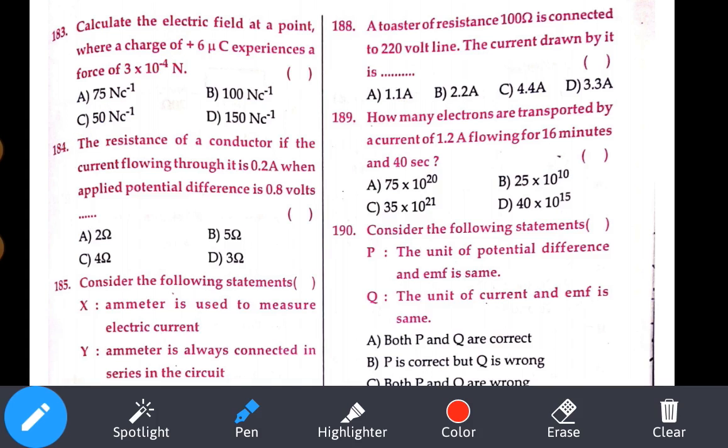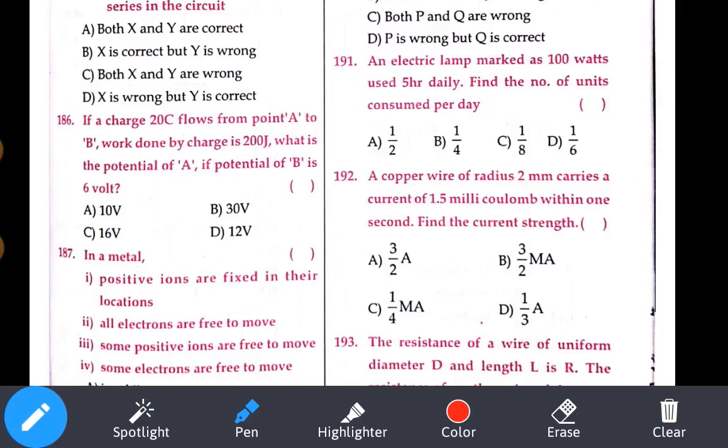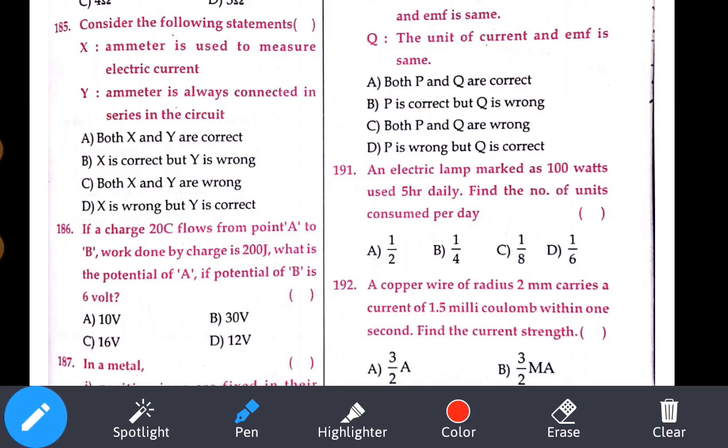Next, the resistance of a conductor if the current flowing through the wire is 0.2 and the potential difference is 0.8. It's very simple, 0.8 by 0.2. So 4 is our answer. Let's see the next question, the 185th question. Consider the statements: an ammeter is used to measure electric current. That is correct. An ammeter is usually connected in series. That is also correct. So options A and B are the correct answer.